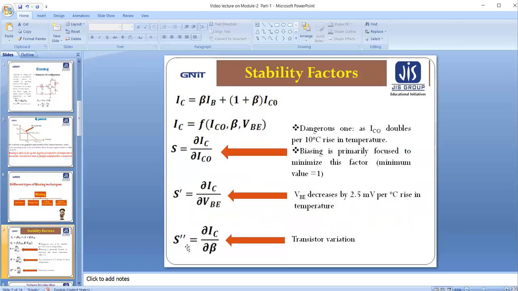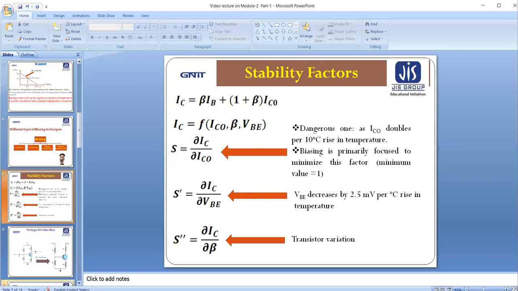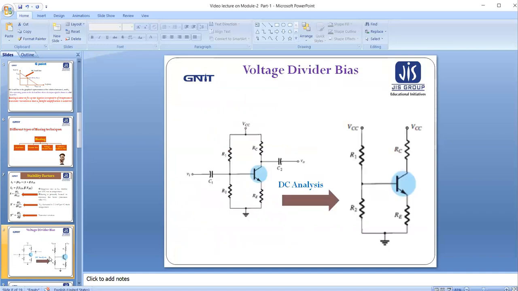And the last parameter, S double prime, depends on the transistor variation, because beta is a parameter which signifies the fabrication of the transistor. So depending on the transistor variation, the same circuit can produce different results in amplification. So the designers should be very careful about the selection of the transistor. Now we shall discuss the voltage divider bias.